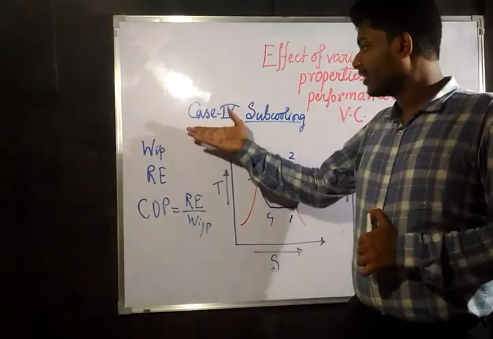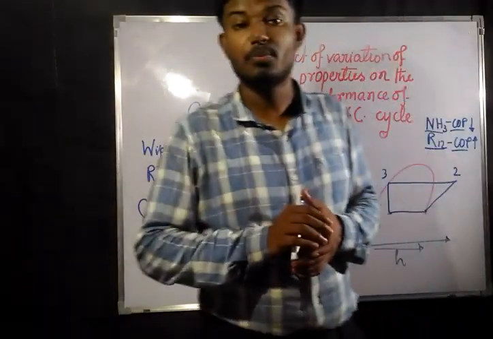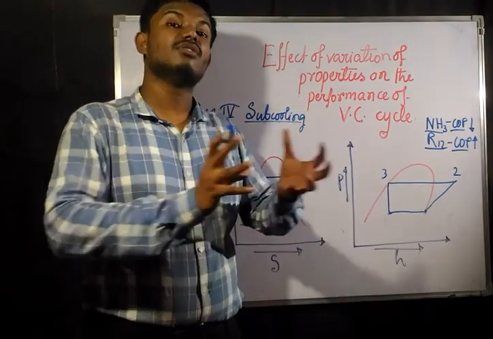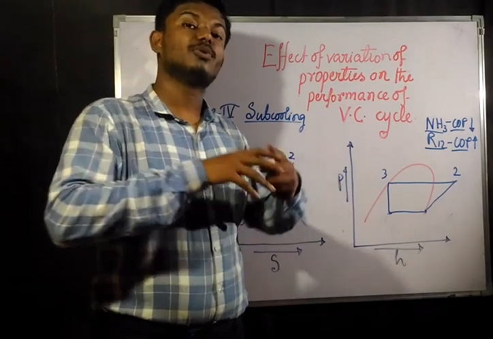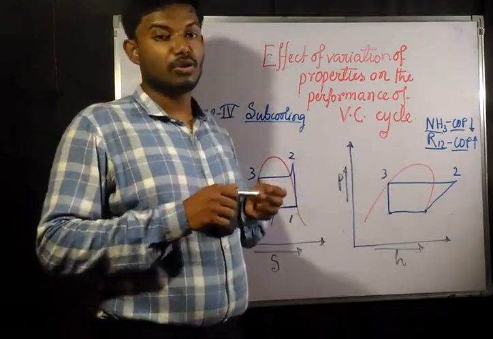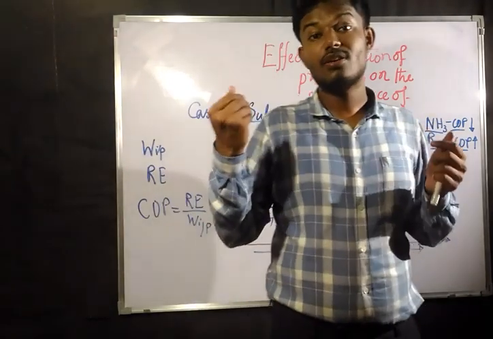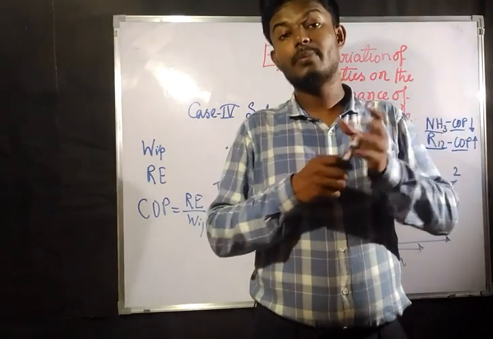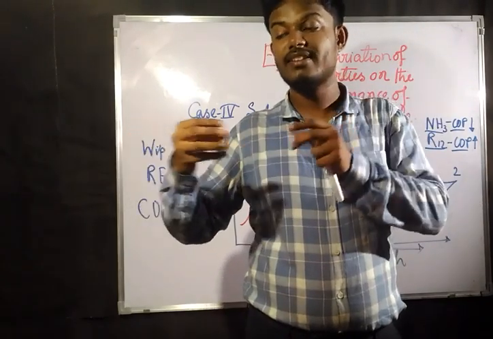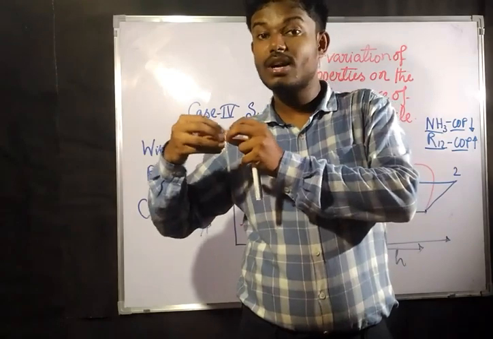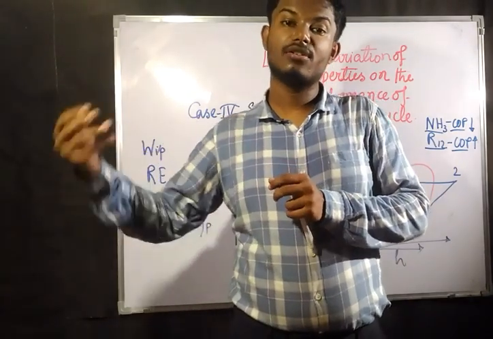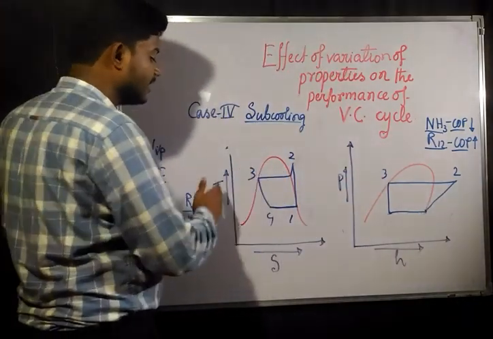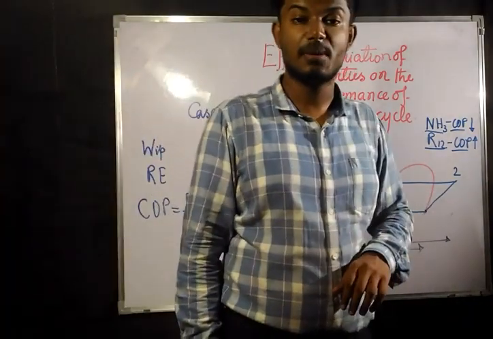Okay, so the next case is subcooling. So what is subcooling? Previously it was superheating: the products coming out of the evaporator were heated again. Now subcooling is the process applied to the products coming out of the condenser. In the condenser, the phase changes from gaseous to liquid. After converting it into complete liquid, if you are cooling it again beyond its saturated liquid line, then this is known as subcooling.